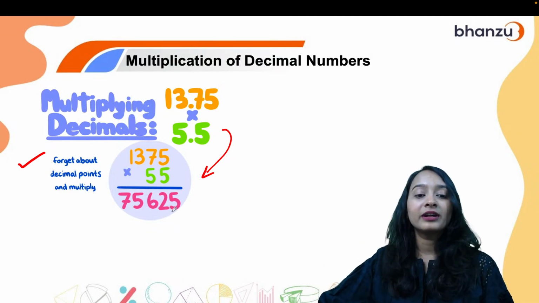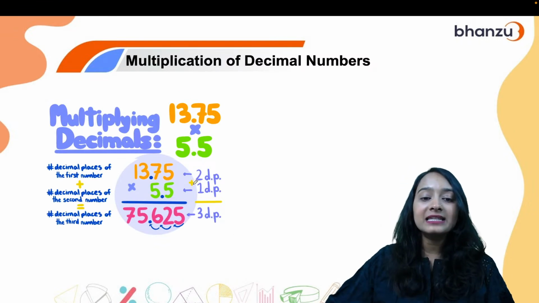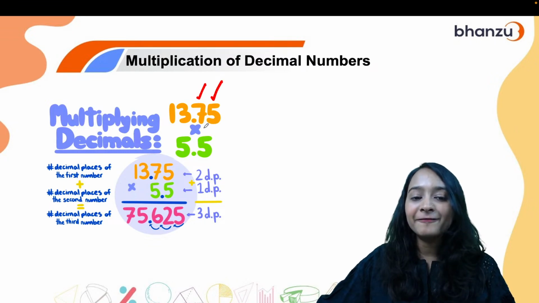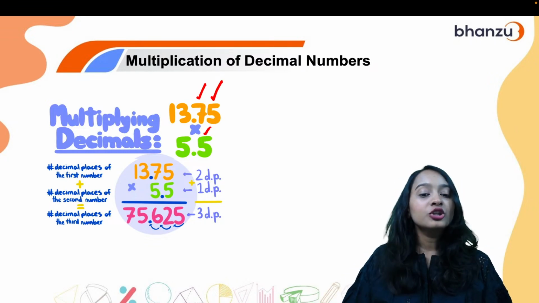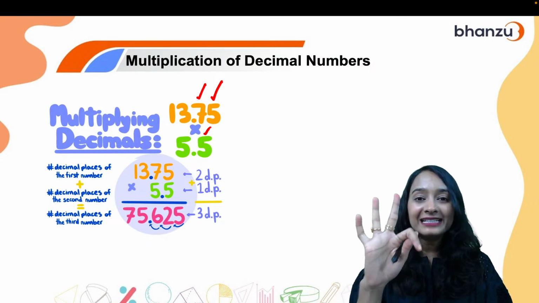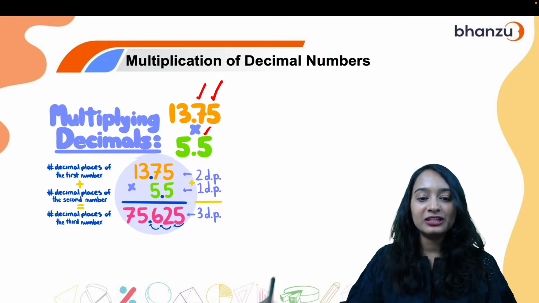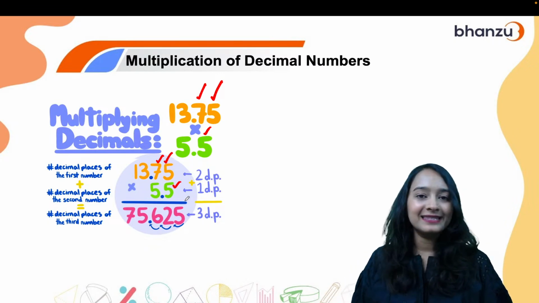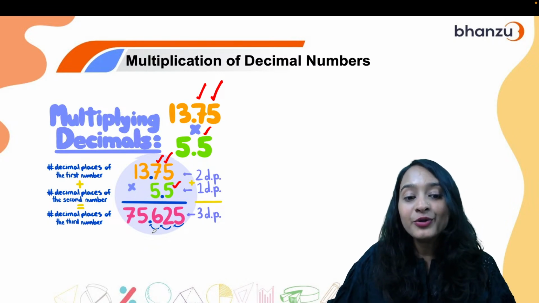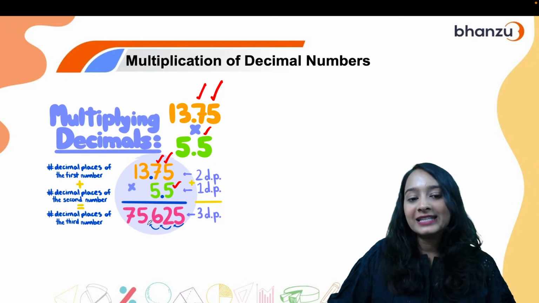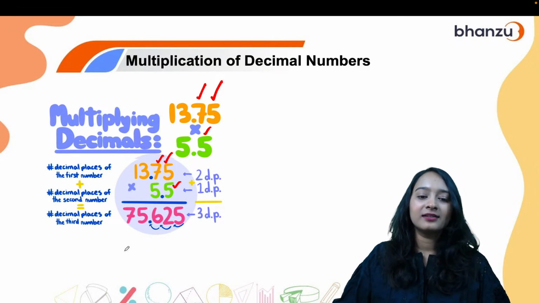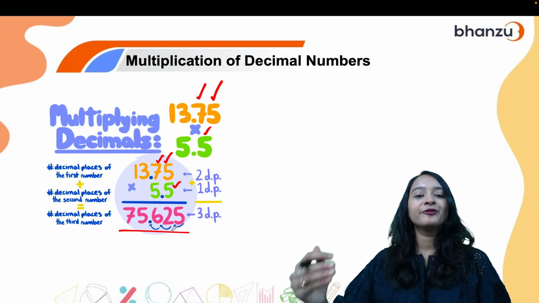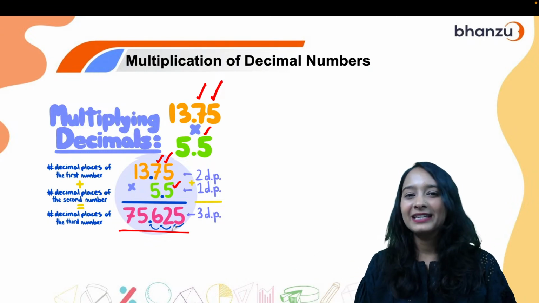75,625. But don't forget the second step. What is the second step? Count the number of decimal places. So here you have 2. Here you have 1. So totally there are 3 decimal places together, right? 2 in the first number, 1 in the second number. So what do we do? We leave 3 digits and we place a point. So we have 75.625 as the answer. Easy, no?